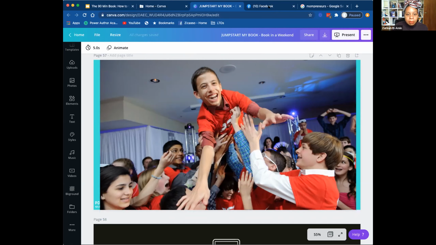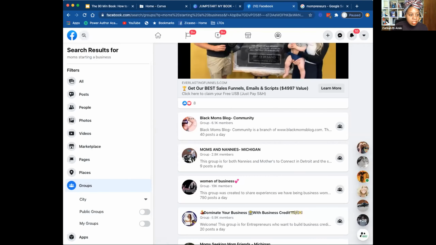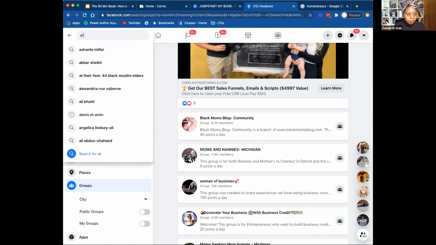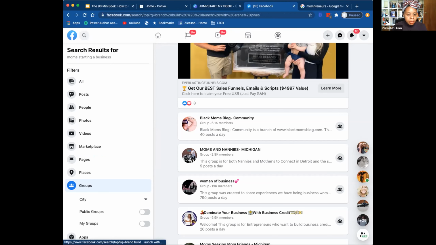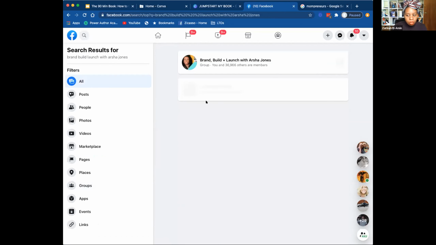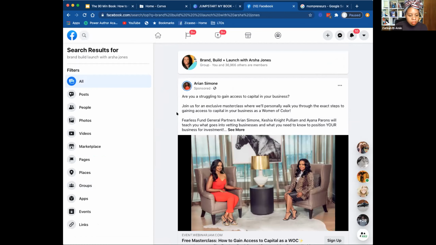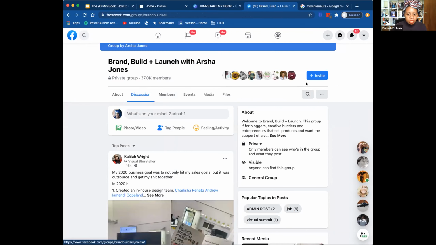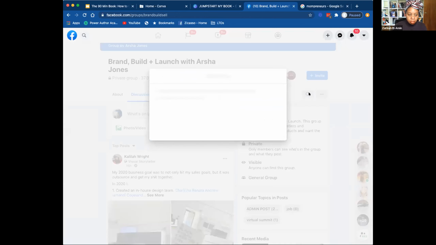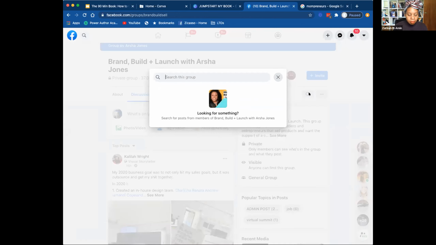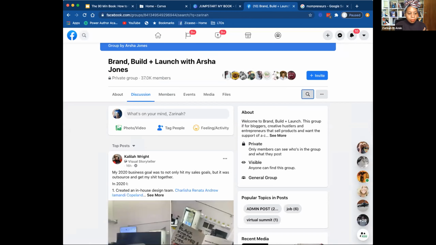Let me show you one example that I did for my company inside of a group for book stuff. Let me see if I can find it. I'm going to try to find my name. Okay, so here's the group. This is a group of primarily Black entrepreneurs, not all, but primarily Black entrepreneurs. There's 37,000 people in there. Okay, so here, I'm going to search for my name, Zarina, so I can find one of my posts.